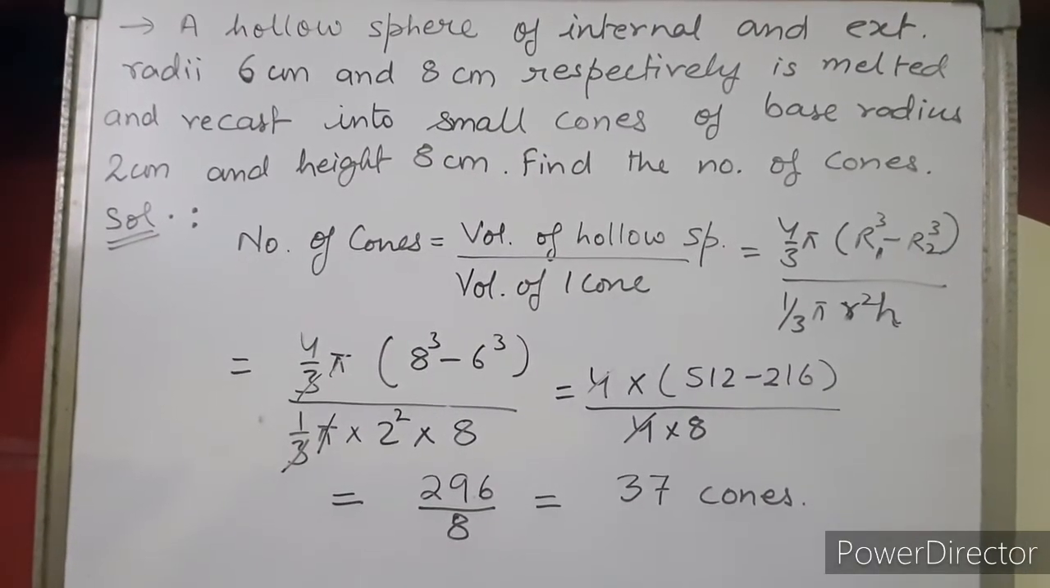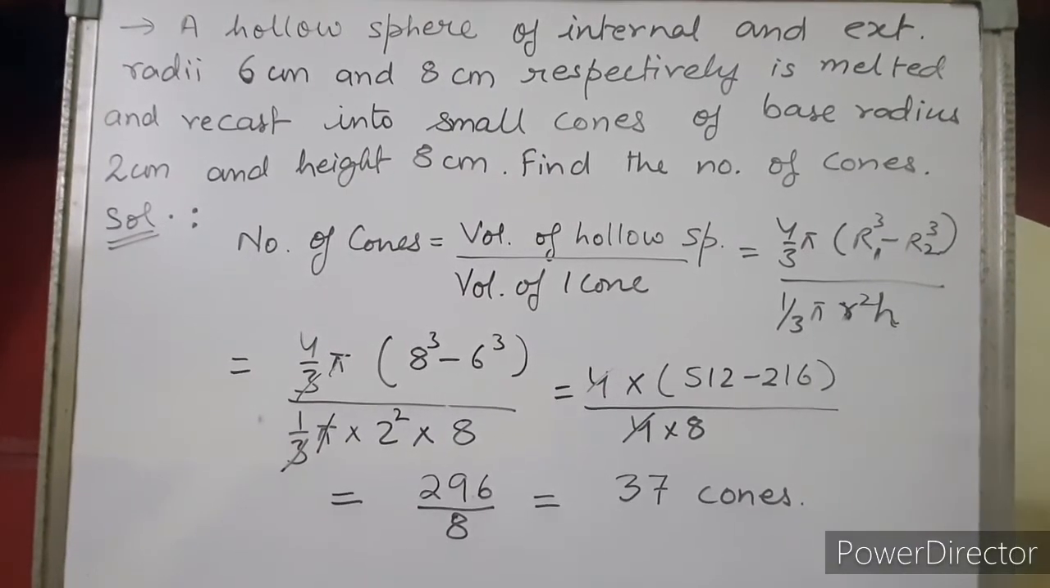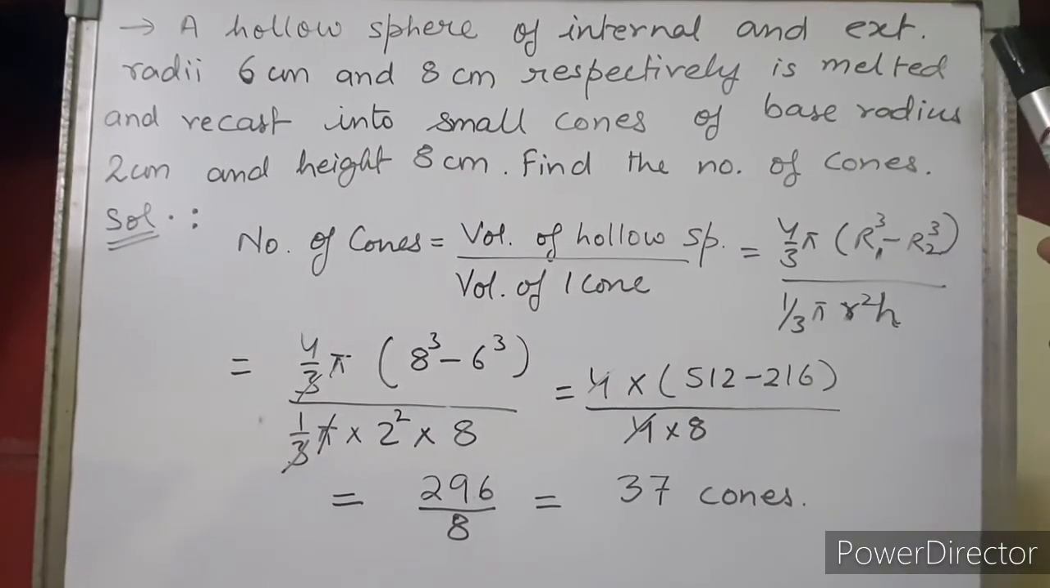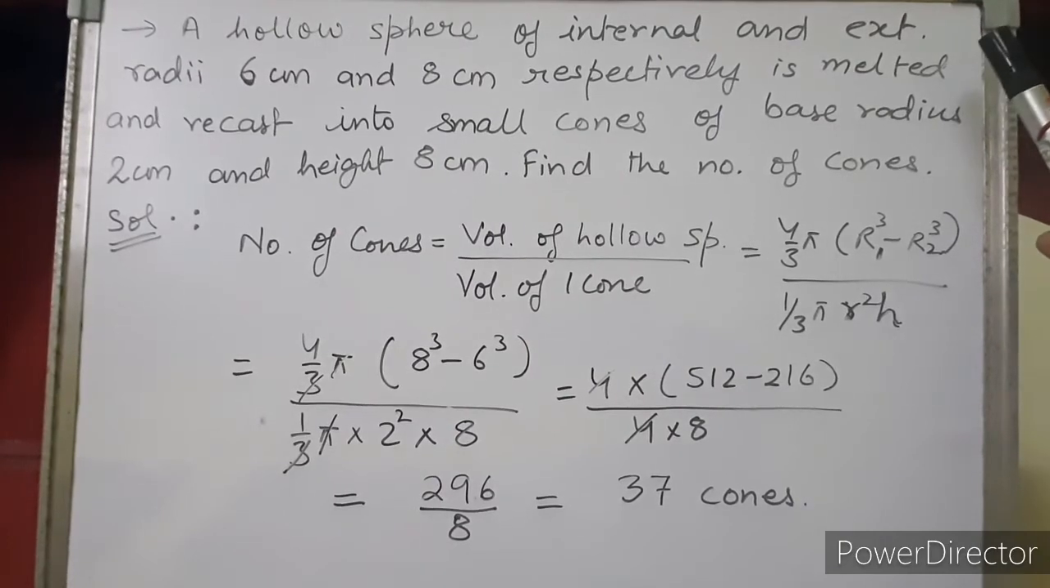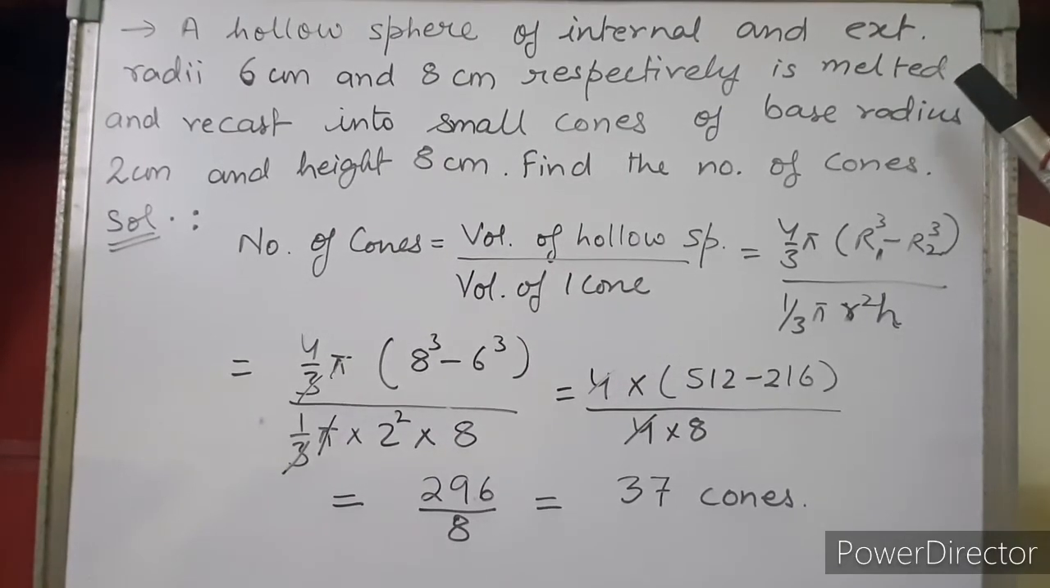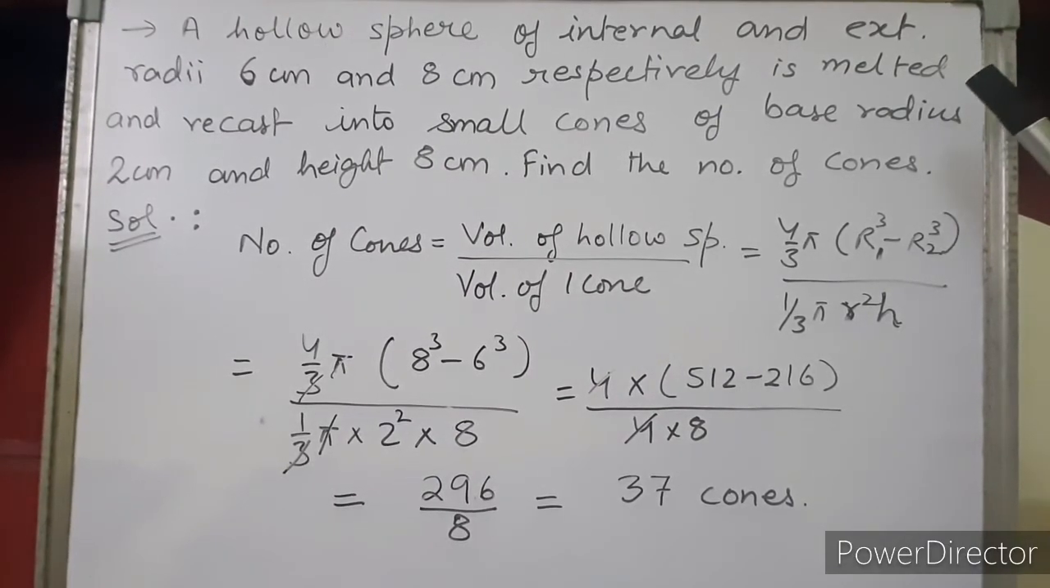Let's see another sum, children. Now in this sum it is given that a hollow sphere of internal and external radii 6 centimeter and 8 centimeter respectively is melted and recast into small cones of base radius 2 centimeter and height 8 centimeter. Find the number of cones.